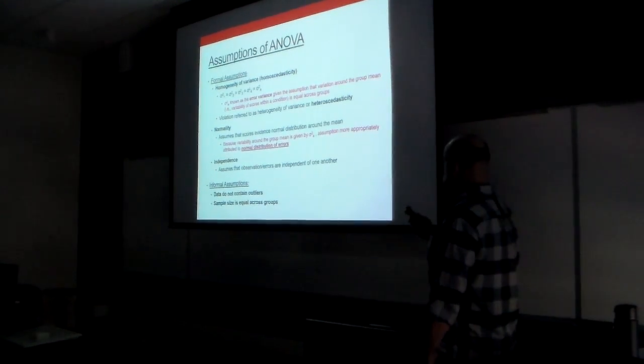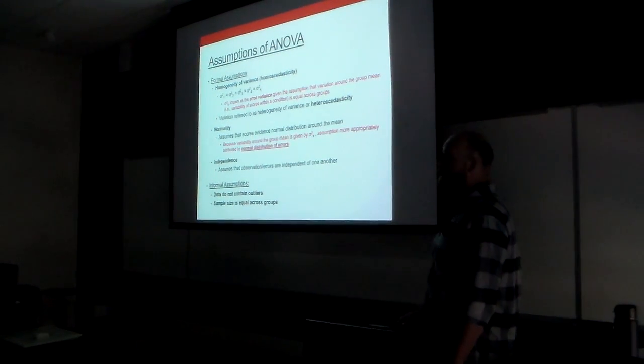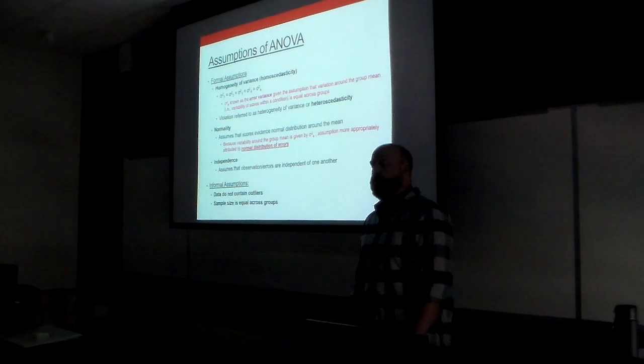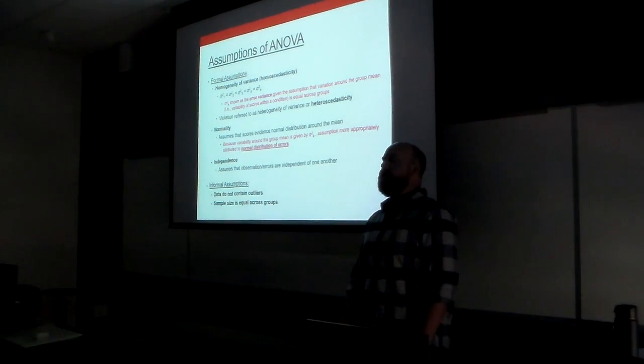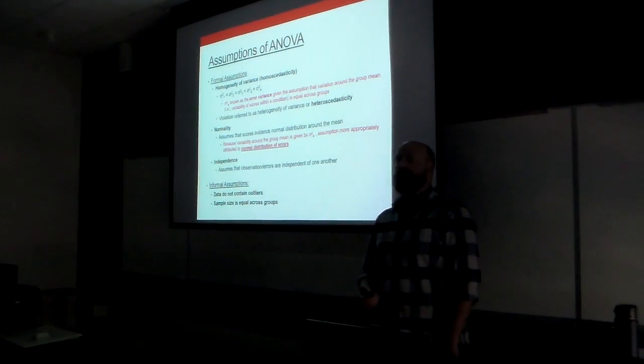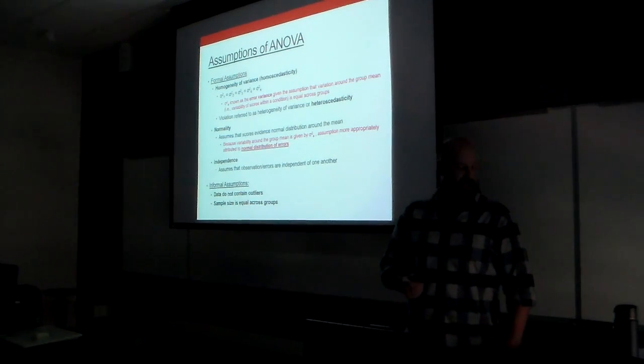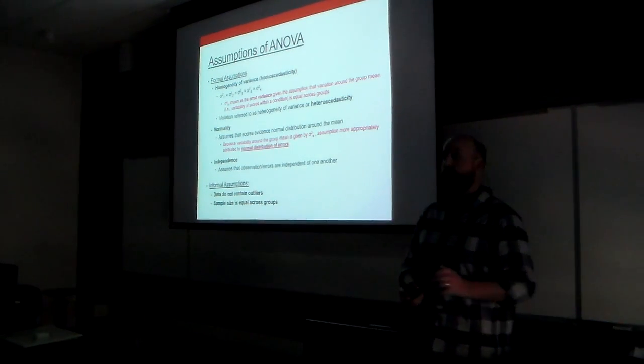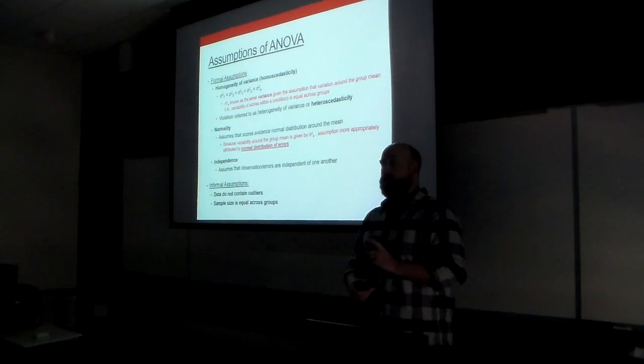Okay, and Nick, what do we get out of our omnibus ANOVA test? Say we find our ANOVA model is significant, we have a significant F test, what does that tell us? That means that there's a difference somewhere between your samples.